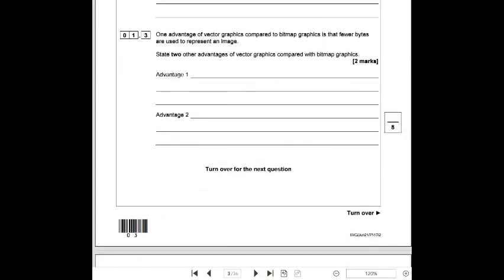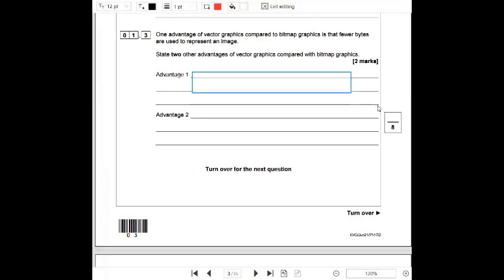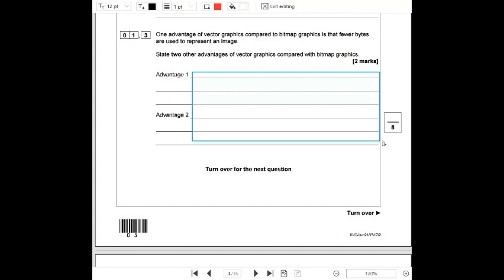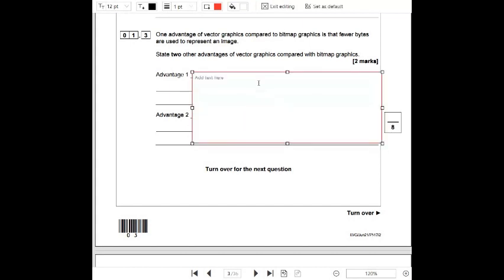Let's move on. We need to state one advantage of vector graphics compared to bitmap graphics. That is that fewer bits are used to represent an image. So we need to state 2 other advantages of vector graphics. So, advantage 1 would be individual objects can be manipulated. That's one advantage.